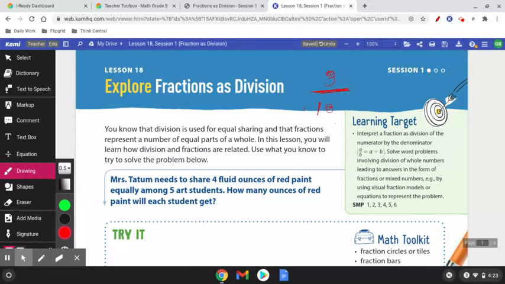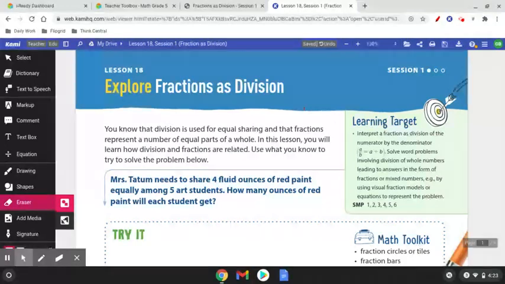And we'll see with some drawings and some division why that works and get a clearer view of some real life situations of that. Okay, so up the top it says that division is used for equal sharing and that fractions represent a number of equal parts of a whole. In this lesson, you will learn how division and fractions are related. Use what you know to try to solve the problem below.